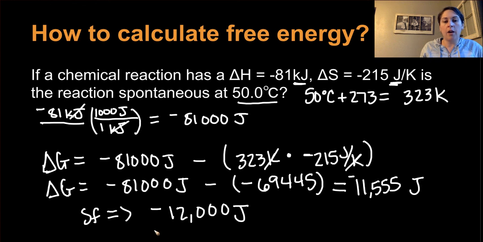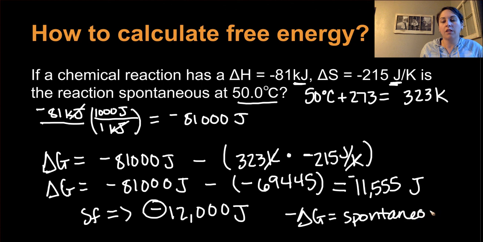Okay. Now, since this value here is negative, since it's a negative delta G, it has to be spontaneous. And so that is how we can determine that numerically. We have a few other tools to kind of estimate, but it's really nice to be able to have those numbers in order to be able to predict that specifically.